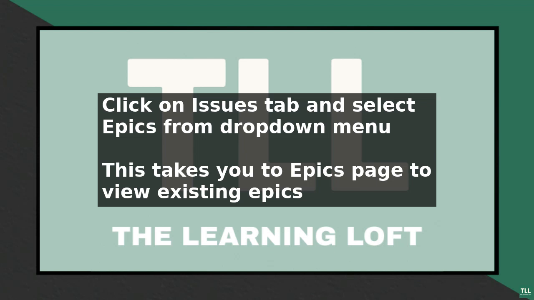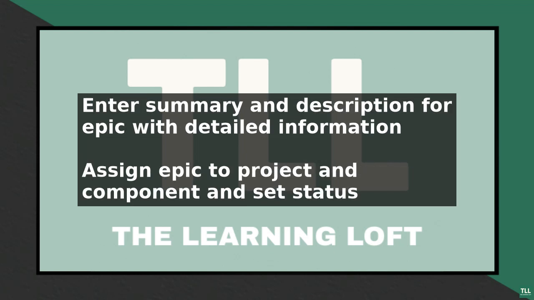Next, assign the epic to a specific project and component, and set the epic's status to To-Do. You can also assign the epic to a specific team or individual, and set a due date for when the epic should be completed. Once you have entered all the necessary information, click on the Create button to create the epic.